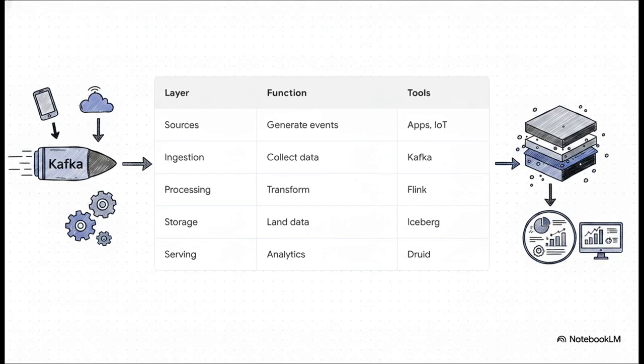Layer 3 is processing, where tools like Apache Flink transform and aggregate everything. Layer 4 is storage, landing the data for queries in systems like Apache Iceberg. And finally, Layer 5 is serving, where tools like ClickHouse or Druid handle the real-time analytics for your dashboards.